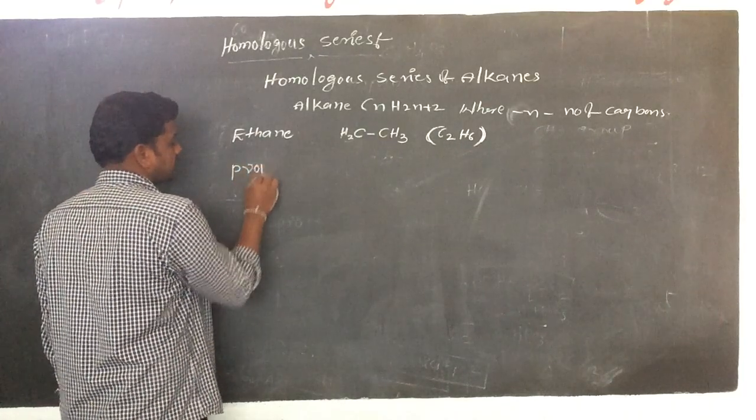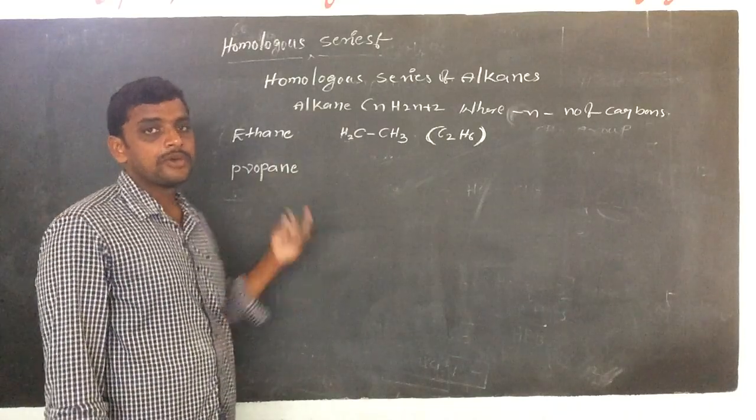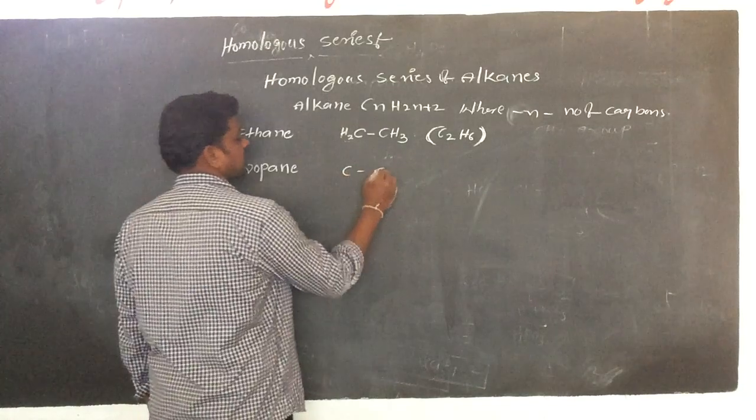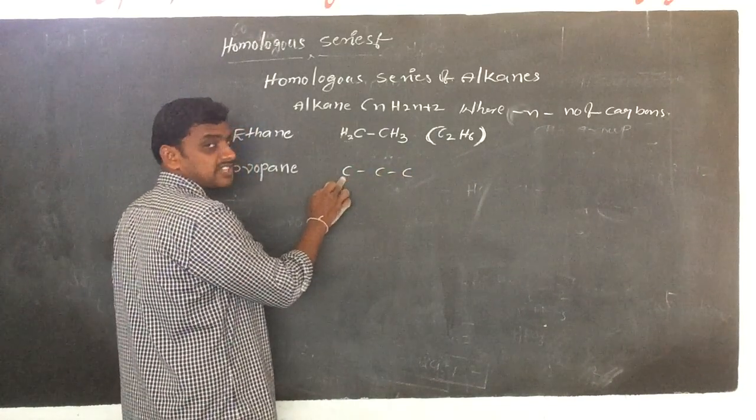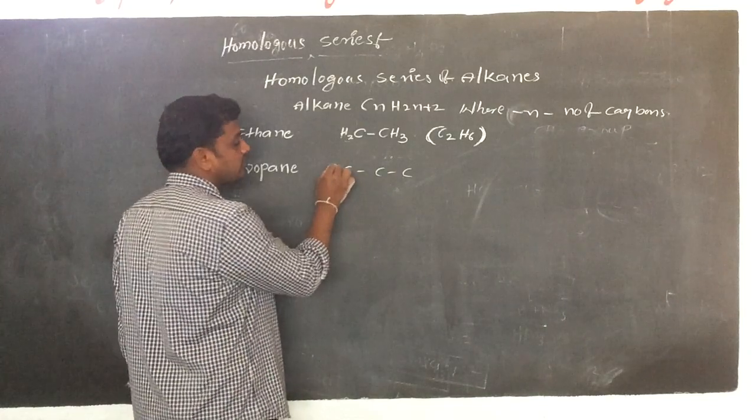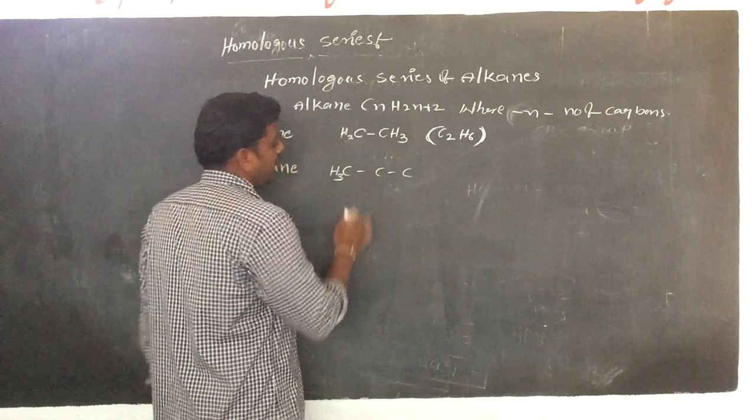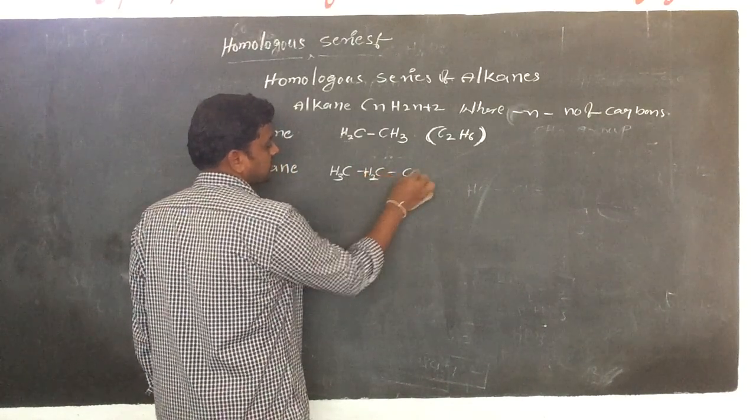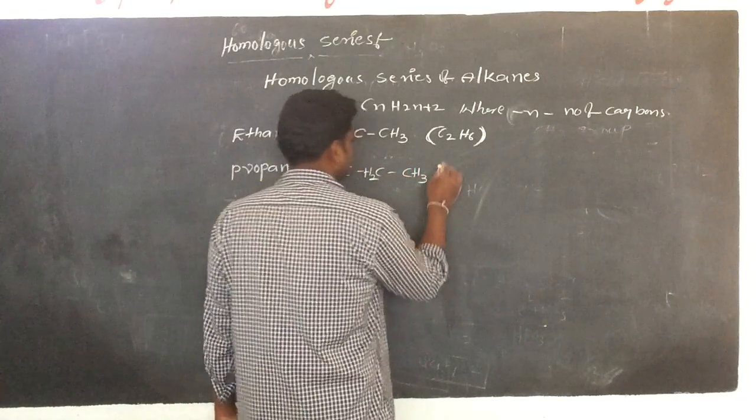Next one is propane. Prop means how many carbons in the parent chain? 3. An means all single bonds. So C single bond C single bond C. The valency of carbon is 4. Go to the first carbon: how many bonds are there? Only 1, so the remaining are hydrogens, CH3. The middle carbon has 2 bonds, so the remaining is CH2, and then CH3. This is the structural formula.